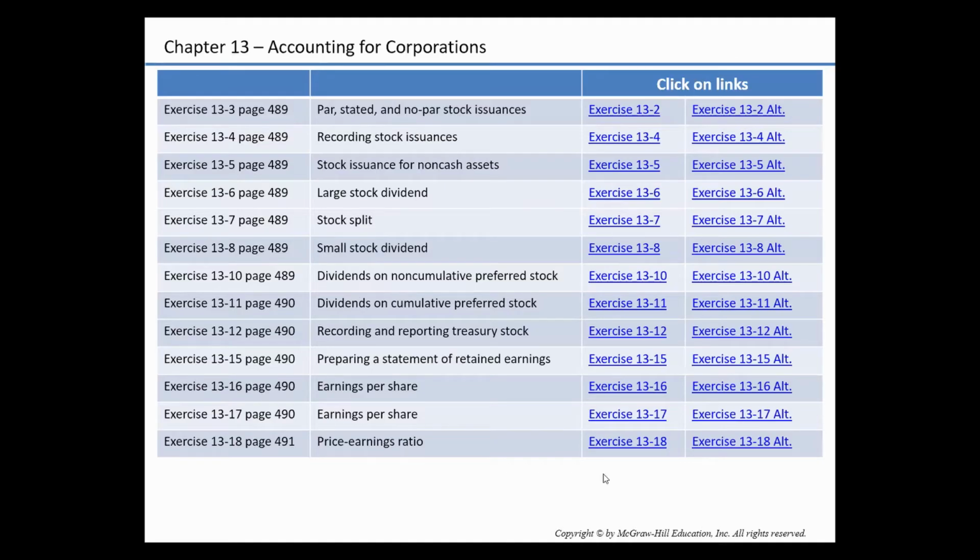Chapter 13, which is dealing with the accounting process particulars for corporations. So the first example that we will look at is dealing with the issuance of stock, both par value stock, stated value stock, and no par stock issuance.